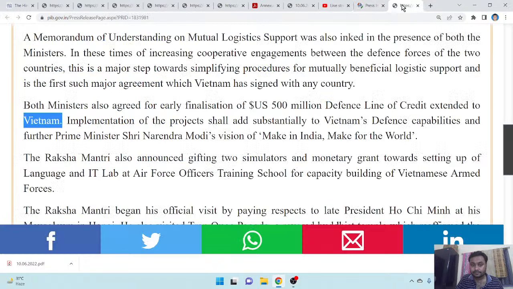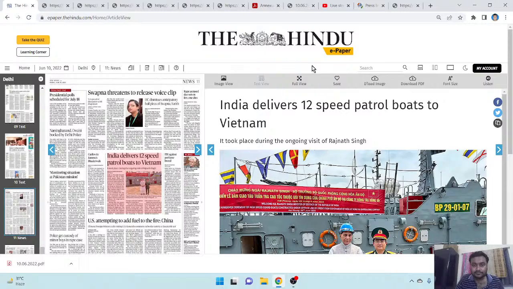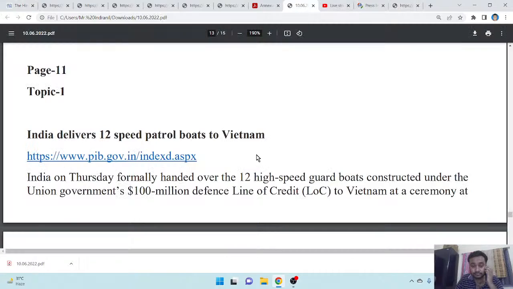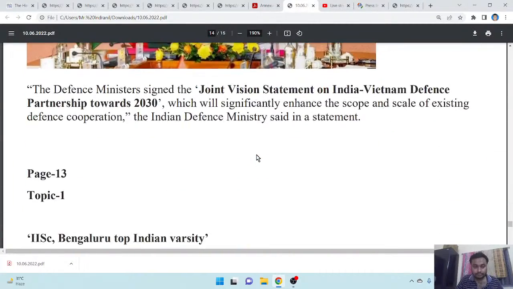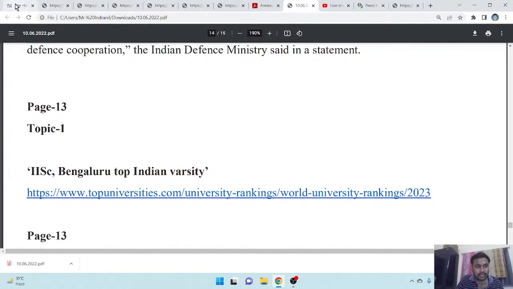Okay, move to the next news. This is written here: joint vision statement on India-Vietnam defense partnership towards 2030. Okay, move to the next news.